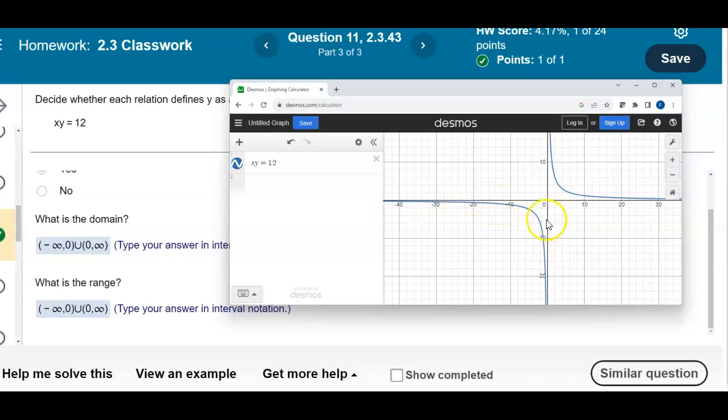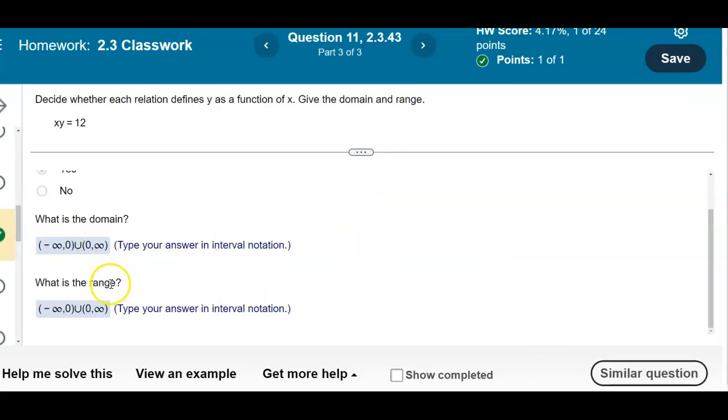It's never going to cross the y-axis, which means that it's undefined at 0. Same thing over here. So it's undefined at 0, and that's why we're not including 0. So therefore, that just verifies our domain and our range.